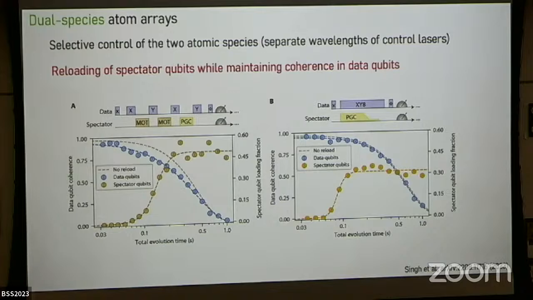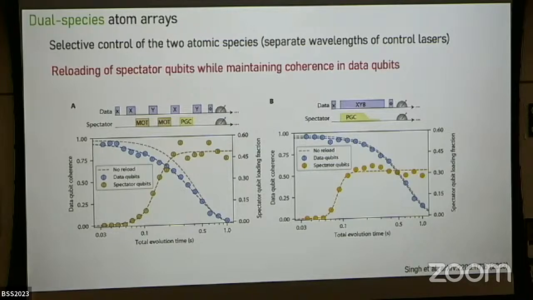So the important thing here is, when you do this MOT, you're shining resonant light to be able to cool the atoms, right? Near resonant light. So it's important that the wavelength that is resonant for the spectator qubit is far off resonance for the data qubit, so that light doesn't affect your data qubit because it's not on resonance. So if you had the same type of qubit, that wouldn't be the case. If it was the same atom, that wouldn't be the case.